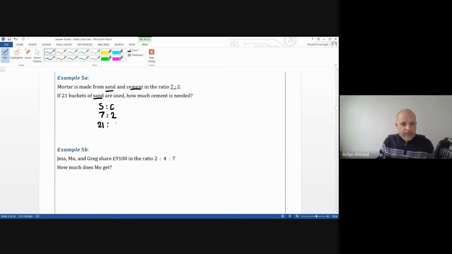To work out our unknown value on this side, how do you get from 7 to 21? How many 7s go into 21? Well, it's 3. So it's 3 times bigger on that side. So you'll have to multiply this side by 3 as well, which gives you 6. Don't forget to write the correct units. You can't just leave it as 6. They used buckets in this case, so your answer is going to be 6 buckets as well.